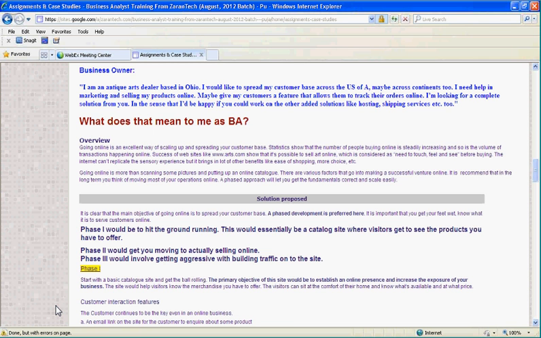Phase 1, I would like to hit the ground running. This would essentially be a catalog. Overview. Oh, okay. You said just the blue one. I thought that highlighted overview.